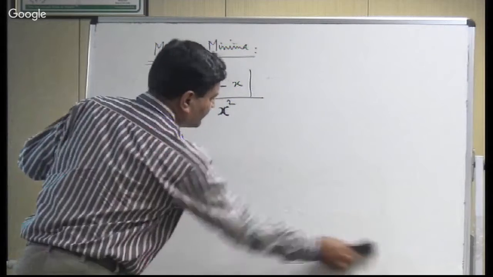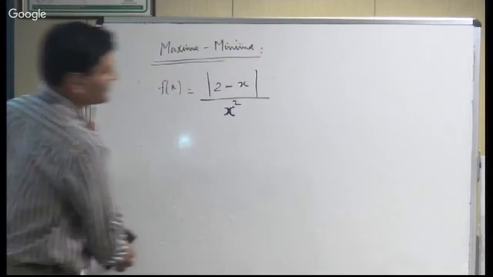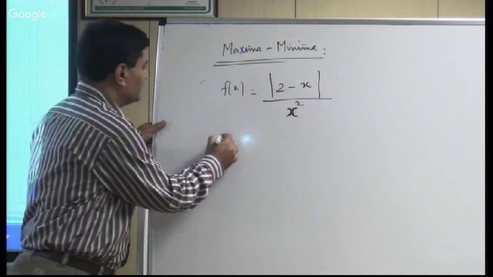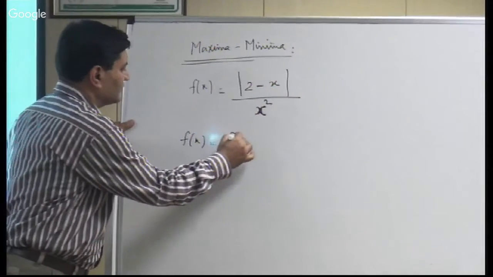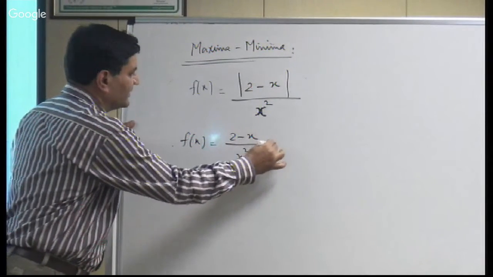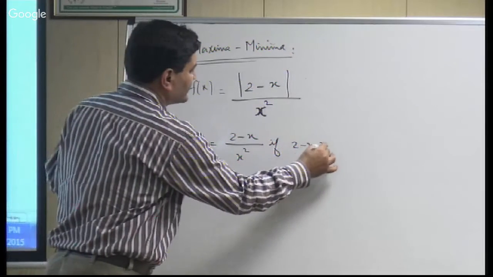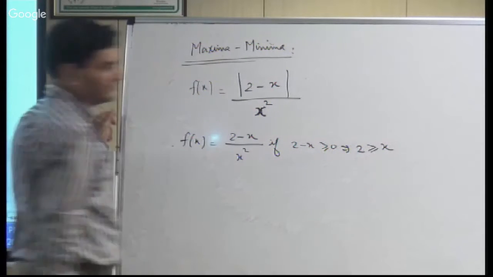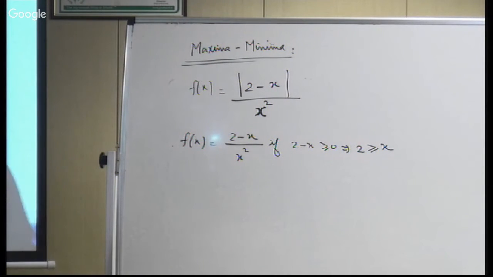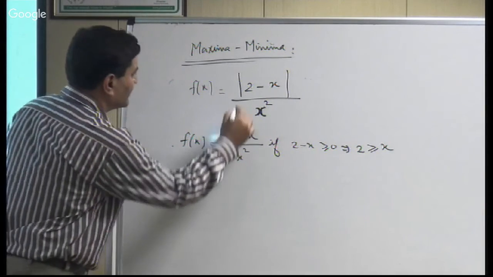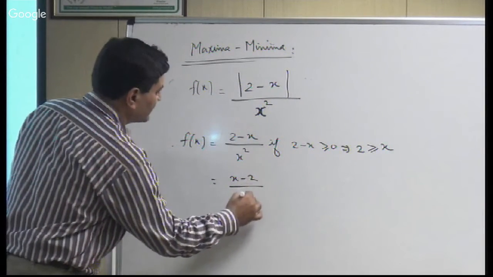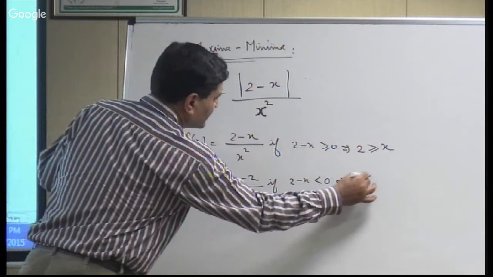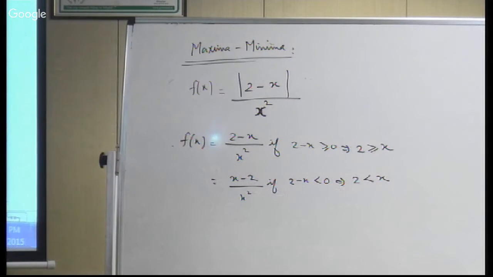Now see, in modulus, you have to redefine the function first. So what we'll do is f(x) is equal to (2 minus x) upon x square if 2 minus x is greater than or equal to 0, which implies 2 is greater than or equal to x. Next, f(x) is equal to (x minus 2) upon x square if 2 minus x is less than 0, which gives you 2 is less than x, or x is greater than 2.